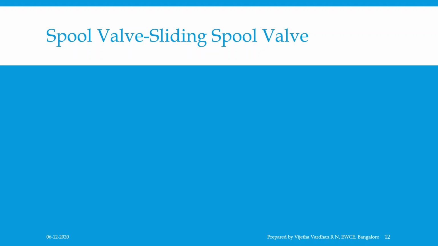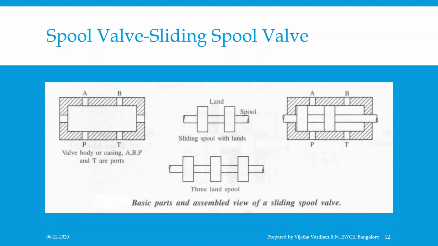We will discuss them one by one. First we will consider the sliding spool valve. The sliding spool valve consists of a spool inside the valve casing. Opening or closing of a port in the casing is provided by actuating the spool by an external force, which is represented by the figure over here, which shows the various parts of a sliding spool valve.